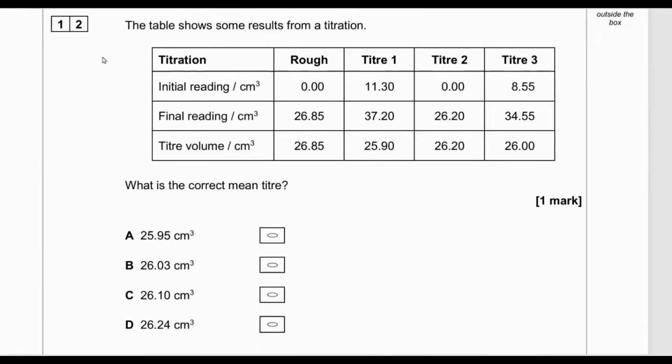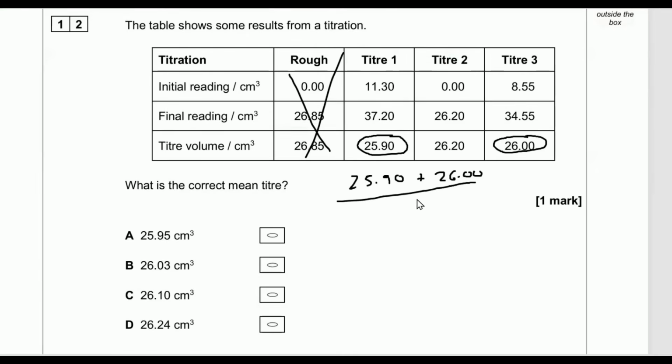So 12, the table shows some results from a titration. We've got the rough titration, you never look at those in a calculation, and then titre 1, titre 2, we've got the initial and final readings for each. Which is the correct mean titre? So let's look for concordant results. The concordant results here are going to be 25.9 and 26 because they are within 0.1 of each other. 26.20 is like 0.2 out, so it's not included. So we're going to do 25.9 plus 26 divided by 2, and that's going to give us 25.95 centimetres cubed. So the answer is A for 12.